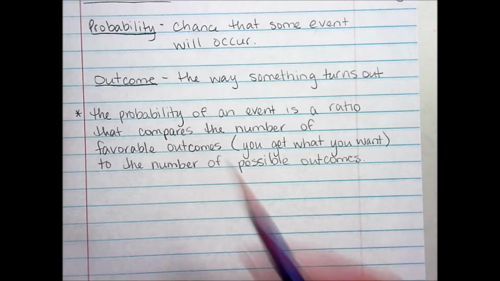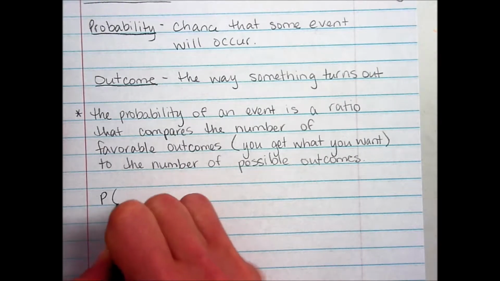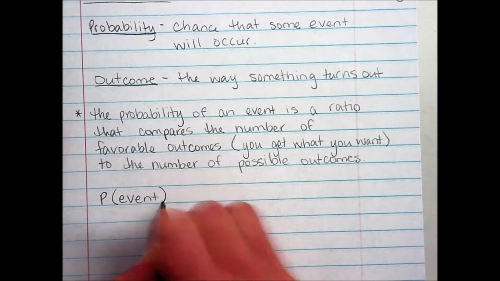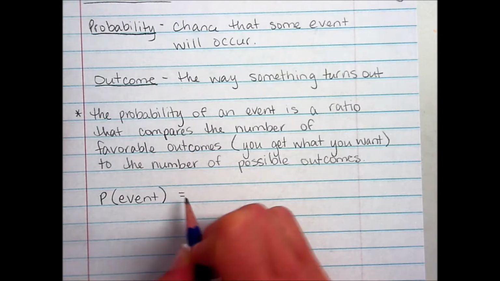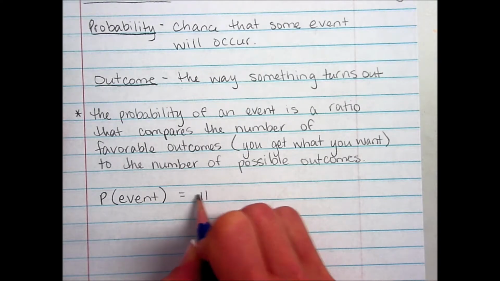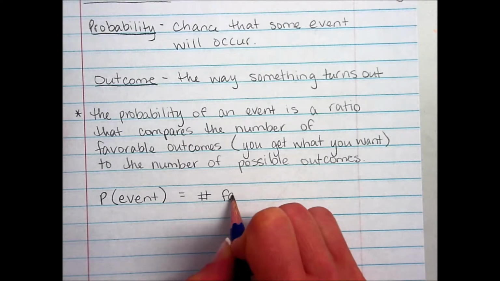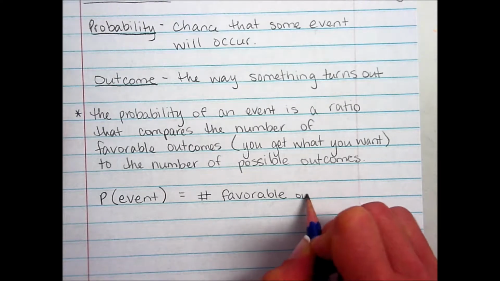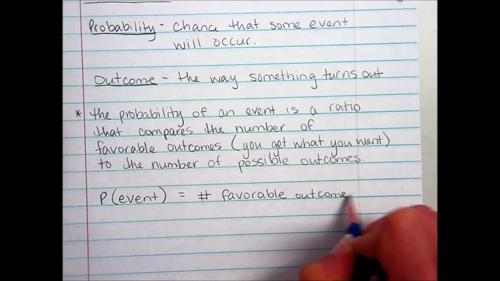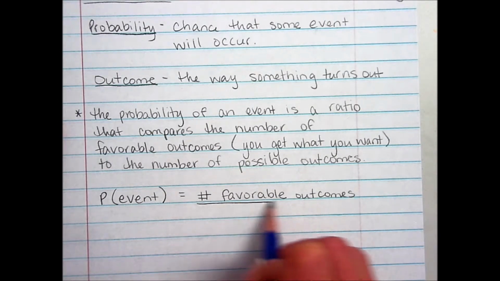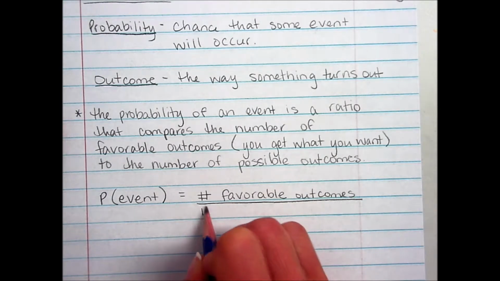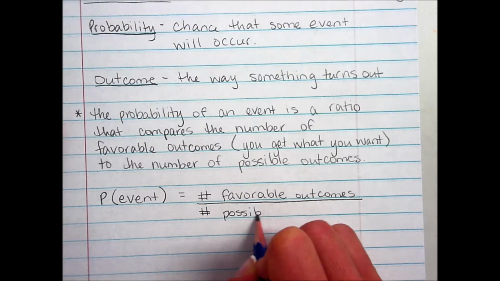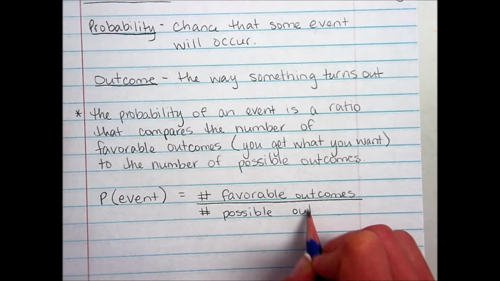So we can summarize this by saying the probability of whatever event it is will equal the number of favorable outcomes compared to the number of possible outcomes.